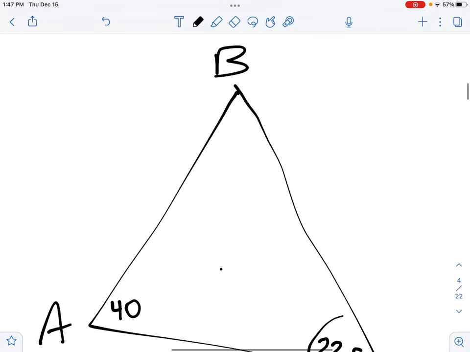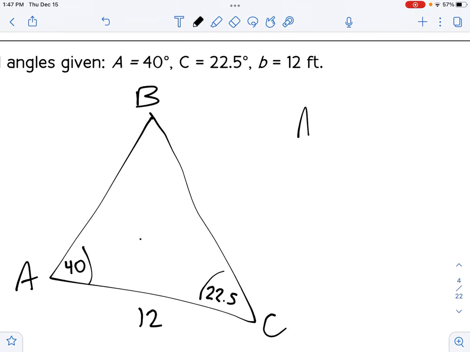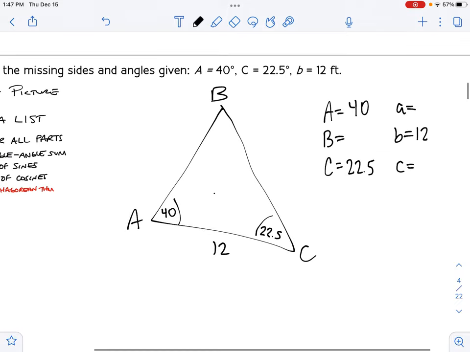So this looks a little bit different when I set up my organized list here and fill in what I know. I know A is 40 and C is 22.5. I know little b is 12. What you'll notice here is that I'm going to have to do my steps in a little bit different order because I currently do not have an angle-side pair. So I cannot set up the law of sines proportion at this point in time.